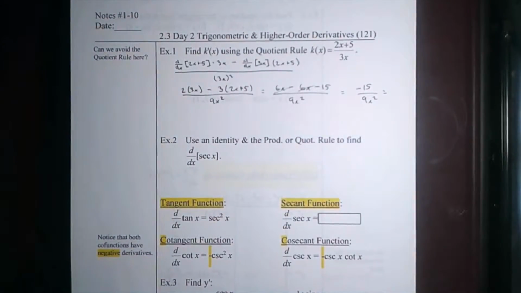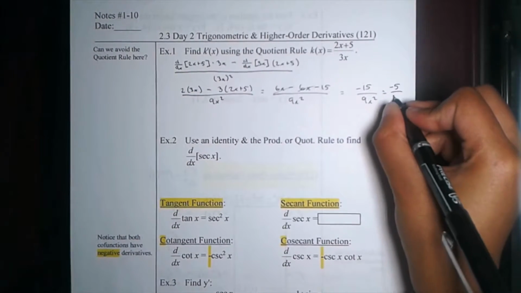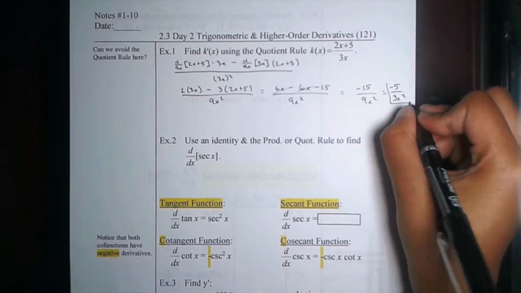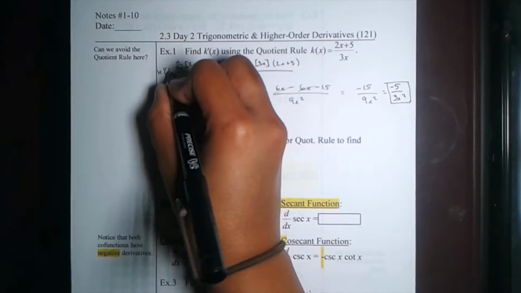If you simplify, since they both have a 3 in common, you'd get negative 5 over 3x squared. And that would be k prime of x.